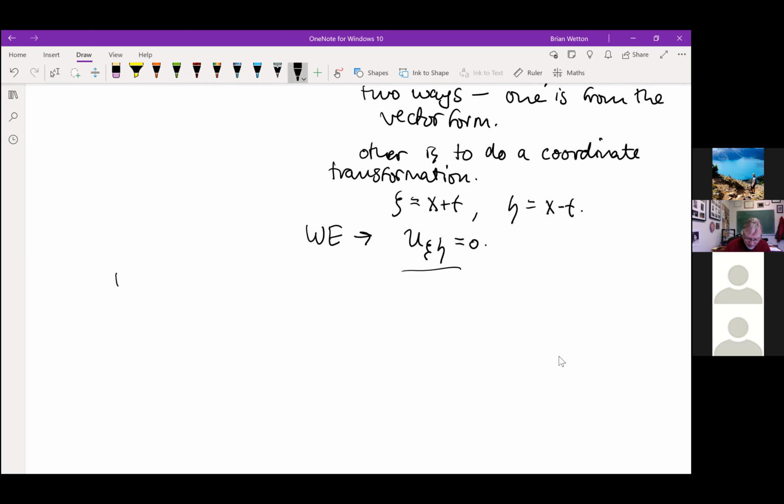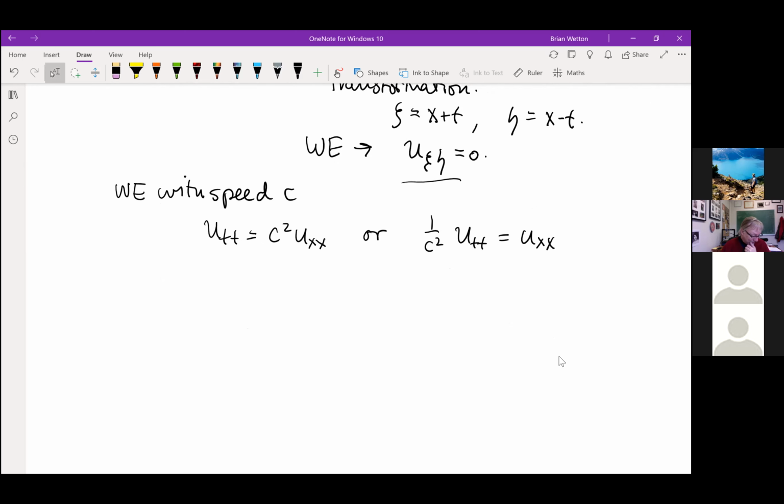You can also talk about the wave equation with speed c, and you get utt equals, let's see if I can put the c in the right place, c squared uxx, or it's often written this way. Right, and this has general solution.